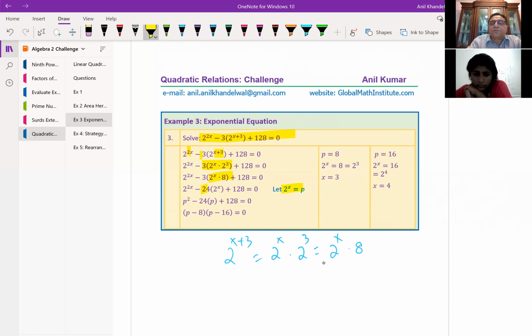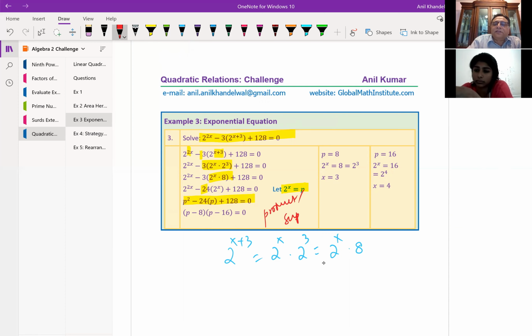Now, if I substitute another variable for 2 to the power of x, then I get a quadratic equation, as you can see here, correct? Now, this quadratic equation can be solved using your concepts of product and sum, correct? You're now looking for two numbers whose product is 128 and sum is minus 24. And those two numbers are minus 8 and minus 16.